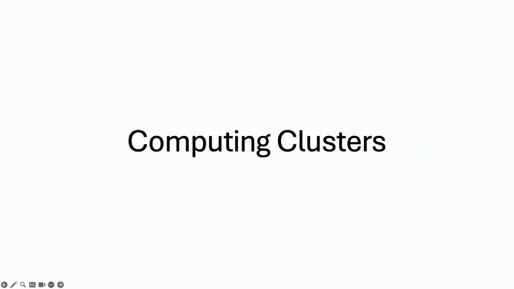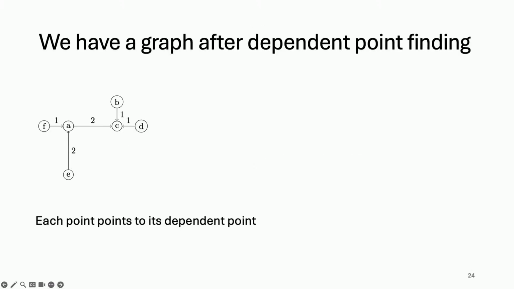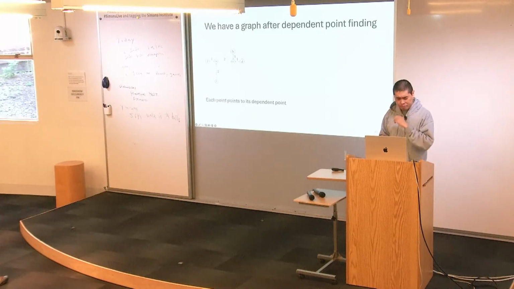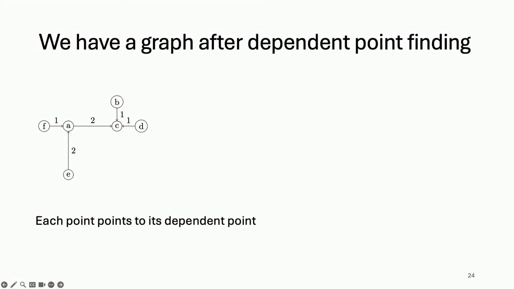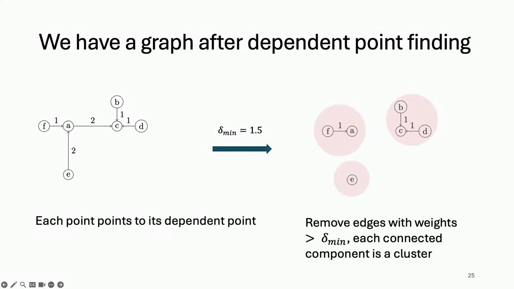Okay, for the third step, which is computing the clusters, recall that we have a graph after we find the dependent points, where each point has an edge pointing to its dependent point. Here I've also labeled each edge with its distance. Let's say my threshold is 1.5. I'm not going to consider any edges with a weight greater than 1.5, so I'll remove those, and then the connected components are my clusters.